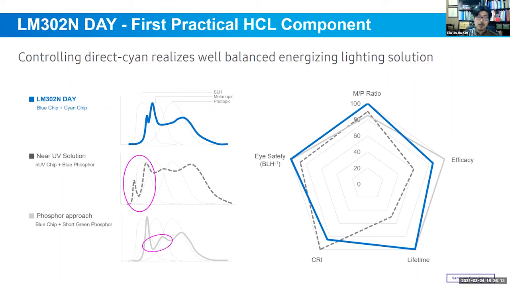Okay, so I gave you an overview of how we created this LM302ND spectrum and approached it this way, to deliver the highest MP ratio that gives the most natural effects of sunlight during daytime without delivering the adverse effects that might have been delivered by taking different approaches. Okay. Right. Thank you, Elio.